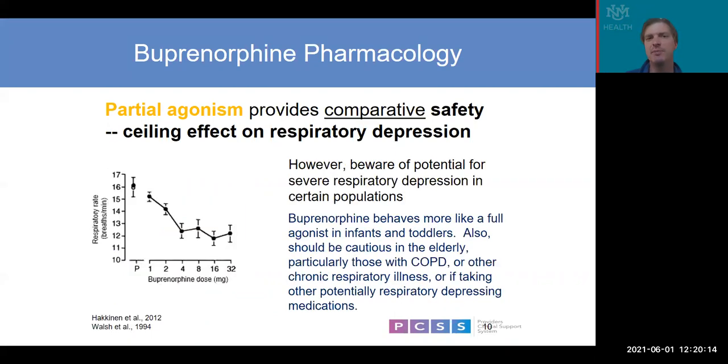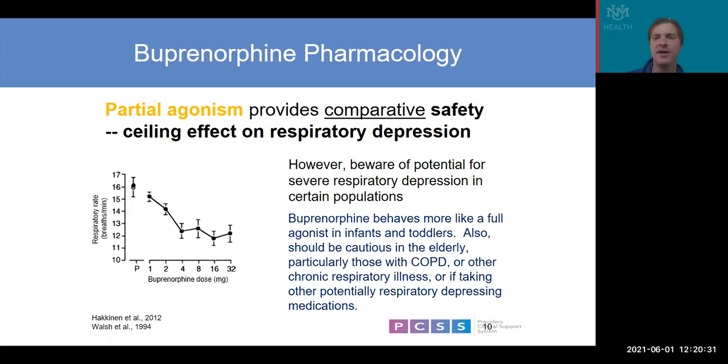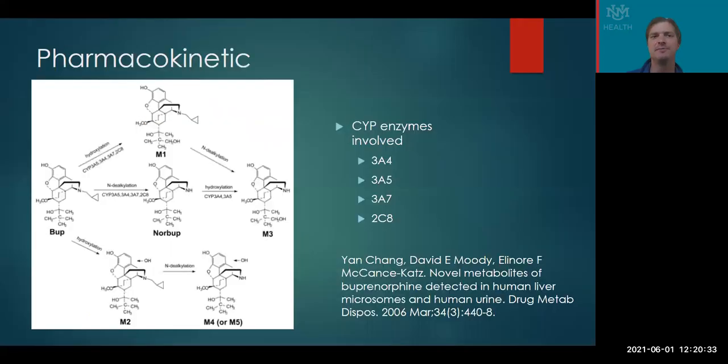We also get the partial agonism of buprenorphine, as a reminder, may have some benefit in people who relapse or are still using heroin or fentanyl that they've obtained from the street.